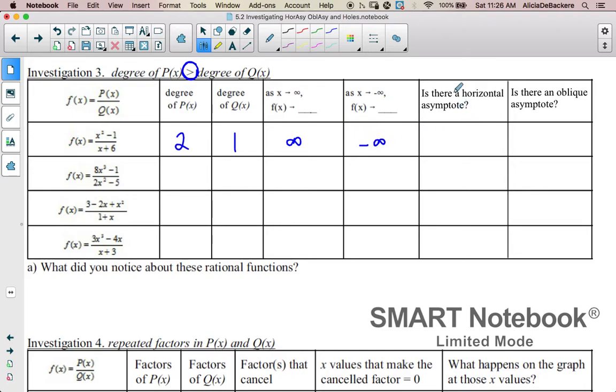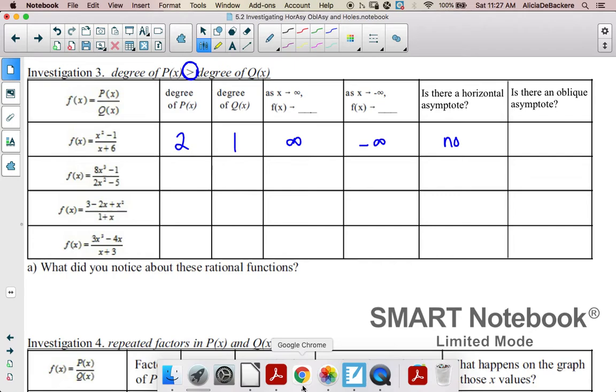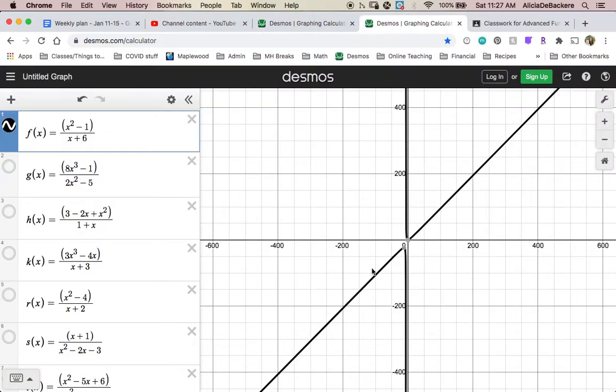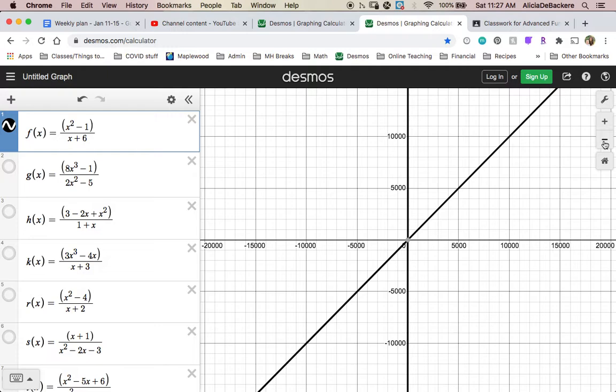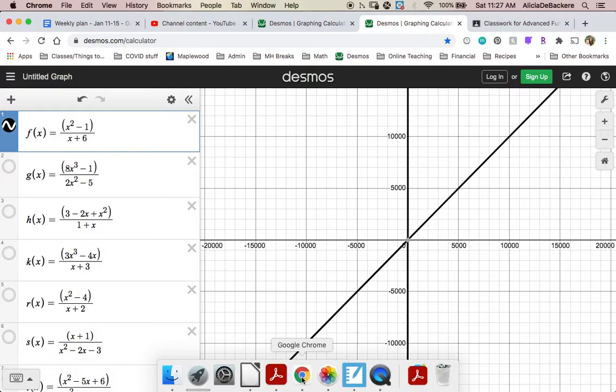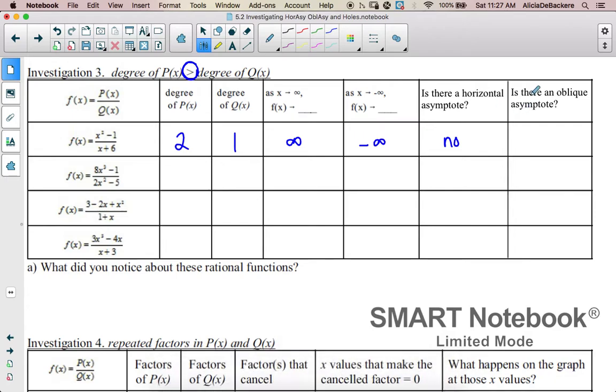So is there a horizontal asymptote? No, I am not getting closer to a horizontal line. But what's happening, hopefully you can see this on the graph, is I'm getting closer to a slanted or a diagonal line. These two sections of the graph are lining up in a straight line, and as I zoom out, it almost looks like it forms a straight line there. But it is on a diagonal. So we call that an oblique asymptote.